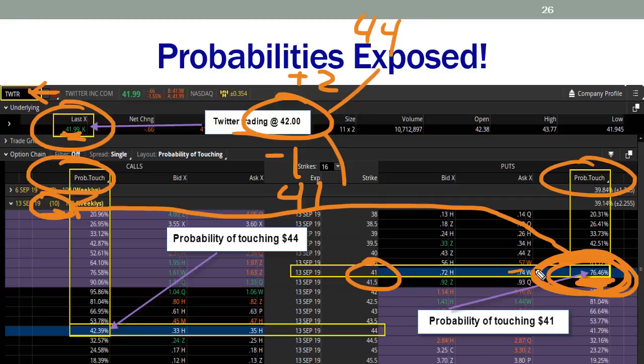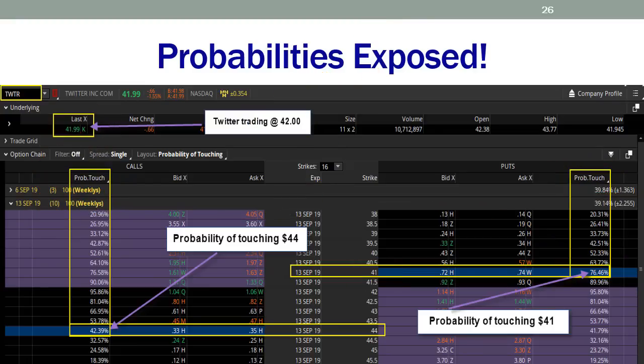Why isn't everybody using this? I think that's a fair question. Okay? I think it's a really fair question. How come everybody's not using this? Because everybody's like, but I know what I'm doing out there. Really? Do you know about probability of touching?